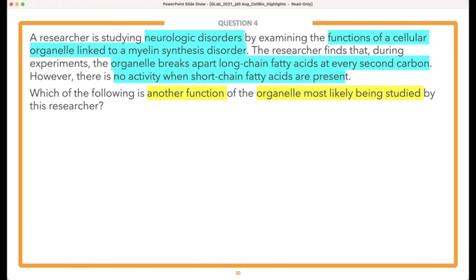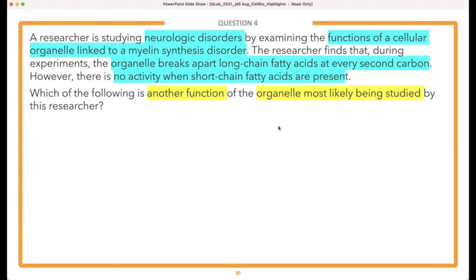All of these are clues as to what that researcher is doing. So then they're asking us, what's another function of that organelle most likely being studied? I think you guys are probably able to pick up on this, but I think it's a two-step question. One, what is that organelle being studied, using the clues in the vignette? And then two, what is another function of that organelle? So I think we have a nice two-step question here.